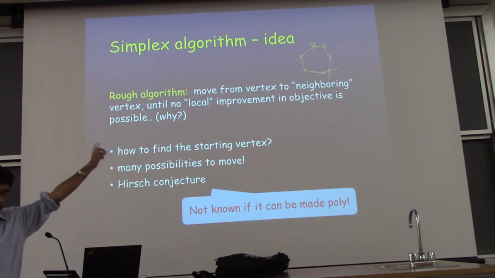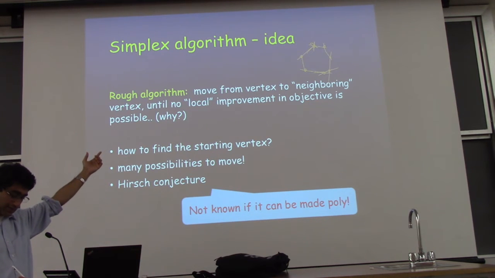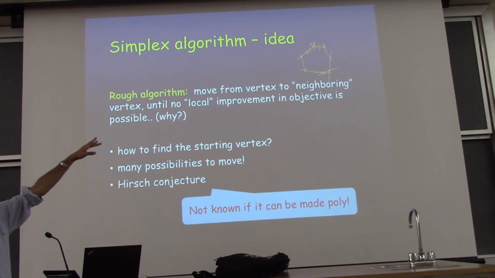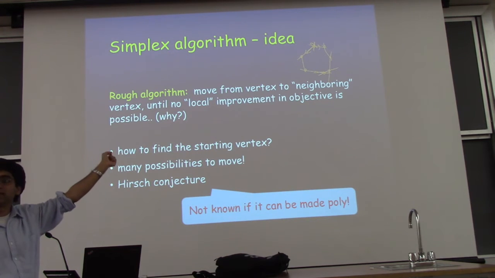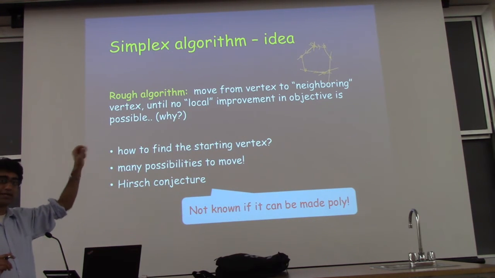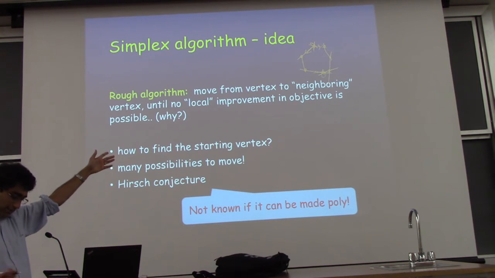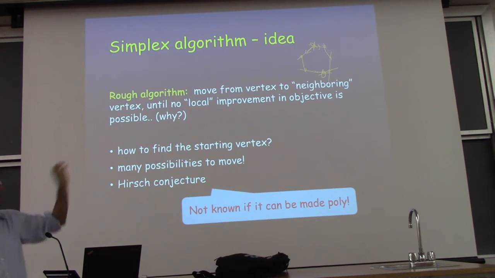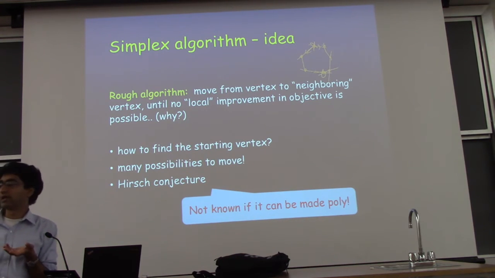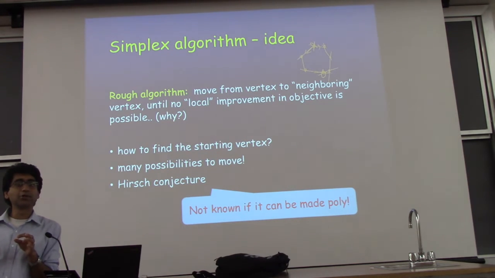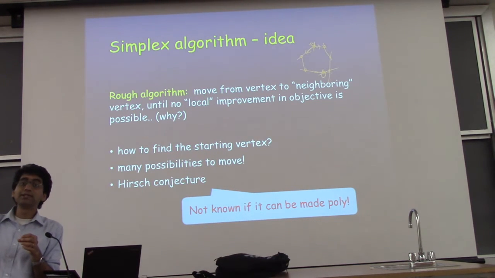You move either to one side or to the other, and at every step you only improve the objective value. If you have a minimization problem, you just decrease the value, and you keep doing this. You stop when you get stuck, when moving to a neighbor always results in a worse objective value. This is essentially like local search, but you're doing local search on the vertices of this polytope.